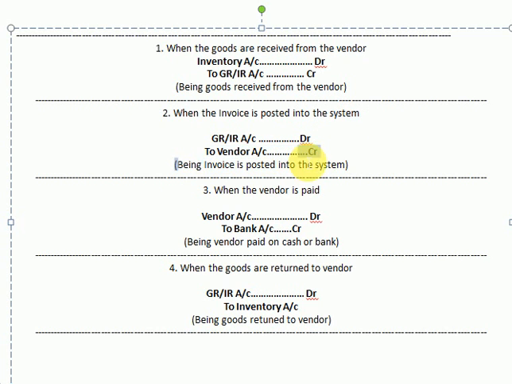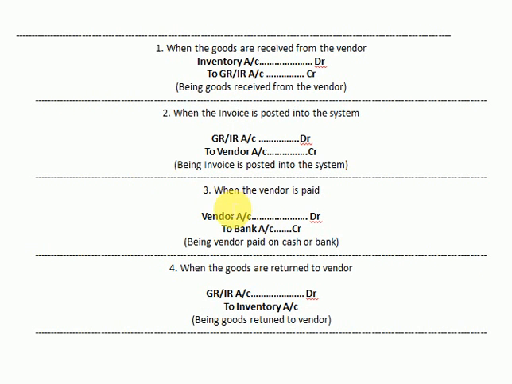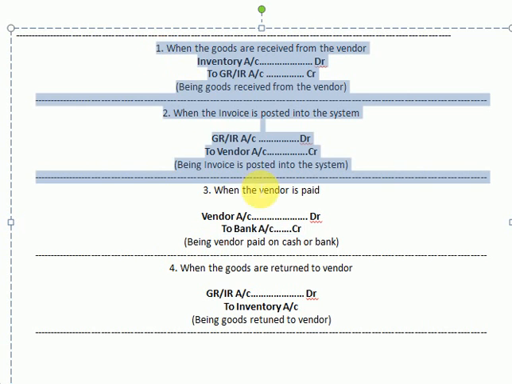Being invoice is posted into the system, based on the payment terms, the buyer may tell the vendor, I'll pay within 10 days, 20 days or 30 days. Once the invoice is paid to the vendor, the journal entry will be vendor account debited to bank account. These three journal entries are the most important journal entries in accounts payable.